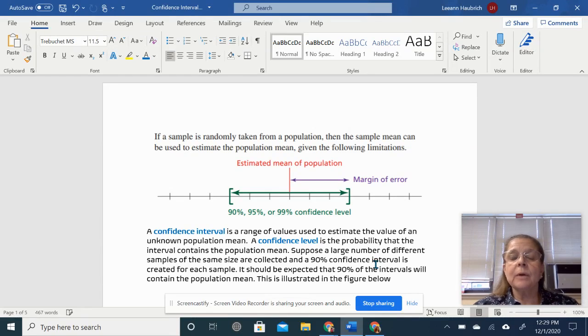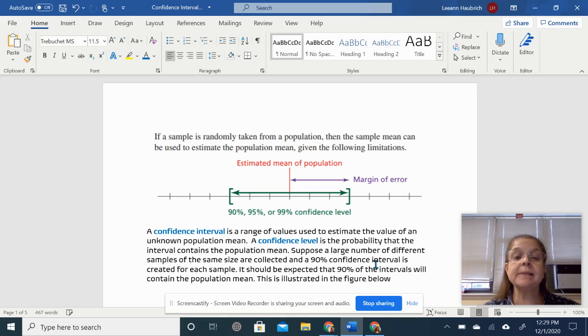Hi guys. So it appears that several of you are having a hard time with Unit 4 Homework 4. So I'm going to try to make some sense out of the confidence intervals for you. I did take a screenshot of the image that is in the Math and You textbook.